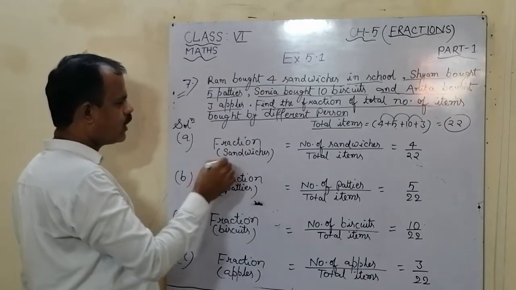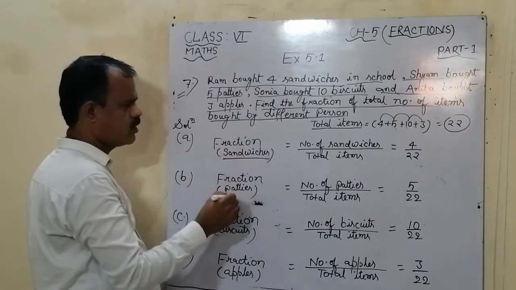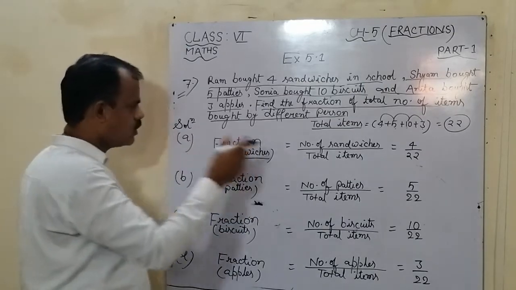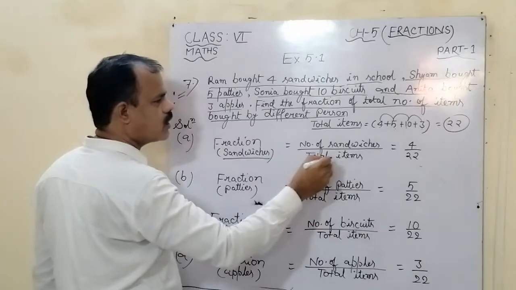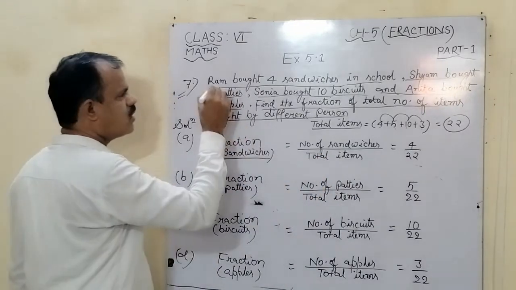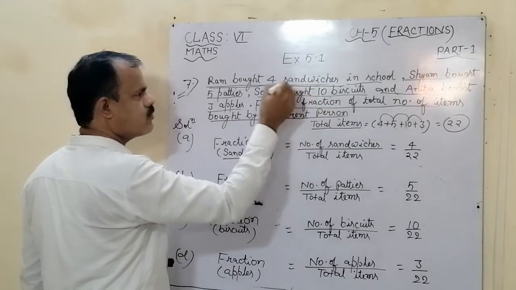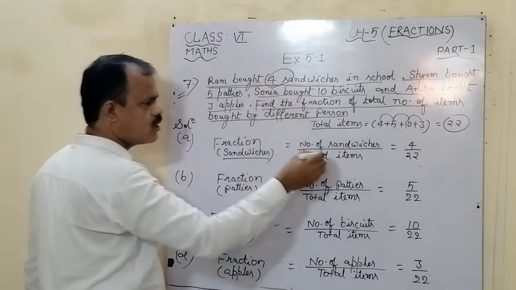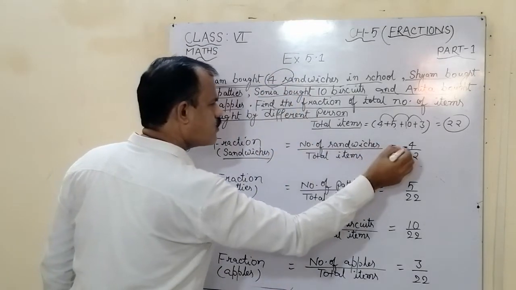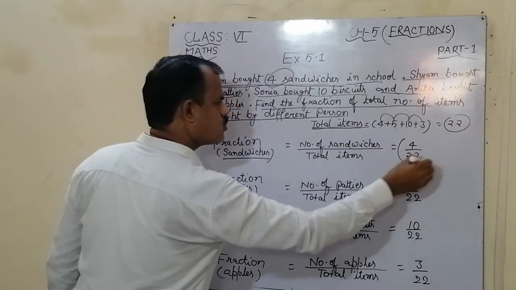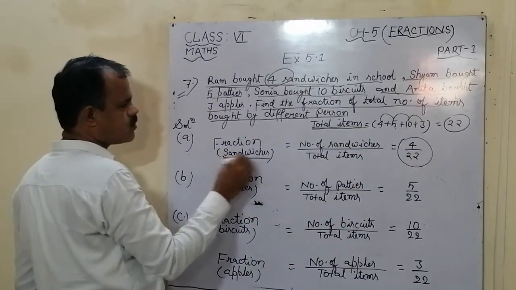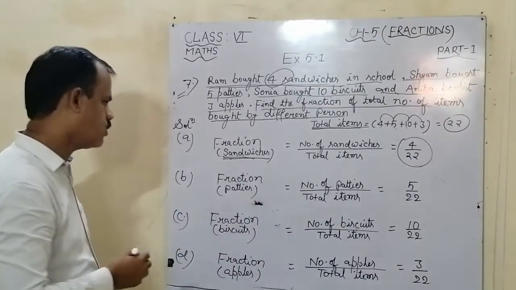Now we have to find the fraction of sandwiches. Students, we write the formula: number of sandwiches by total items. Ram bought 4 sandwiches, so total sandwiches are 4. So number of sandwiches 4 upon total items 22. So the fraction of sandwiches is 4 by 22.